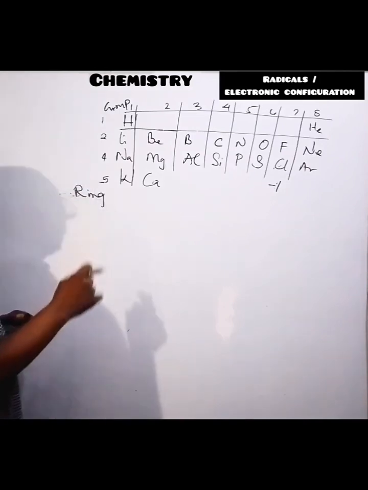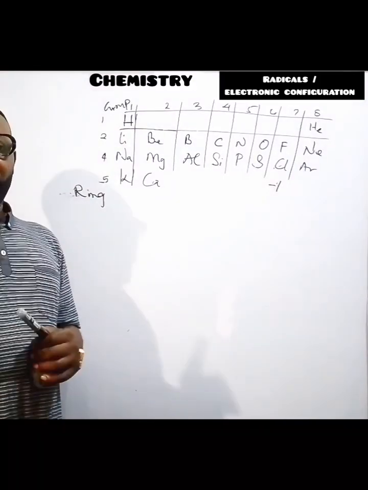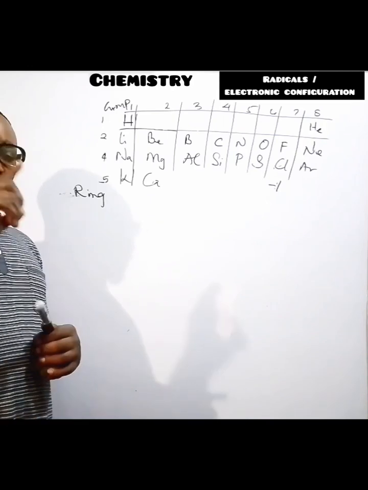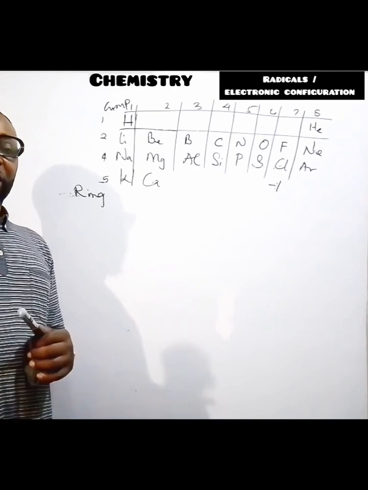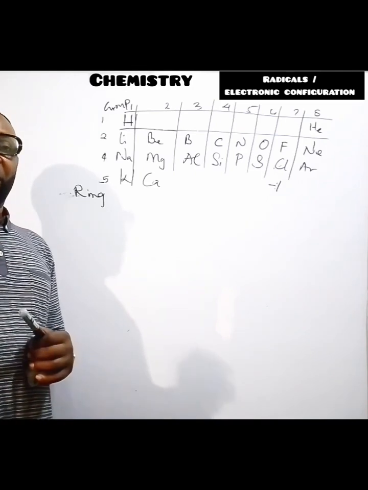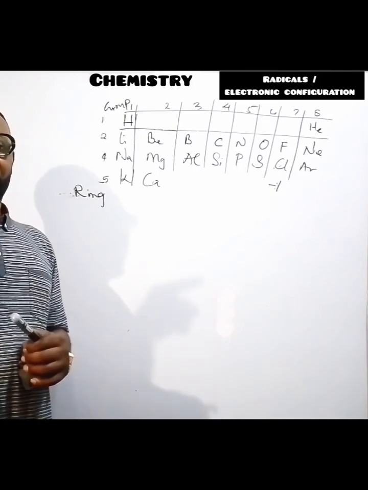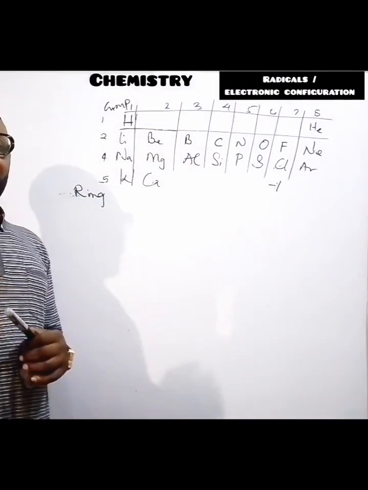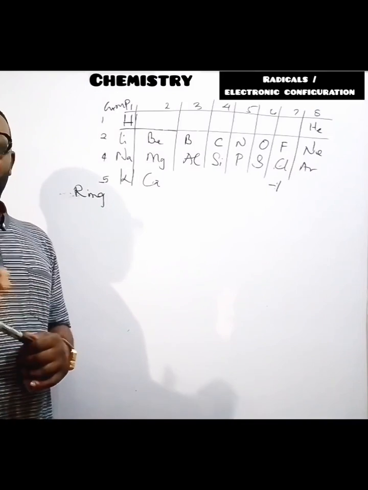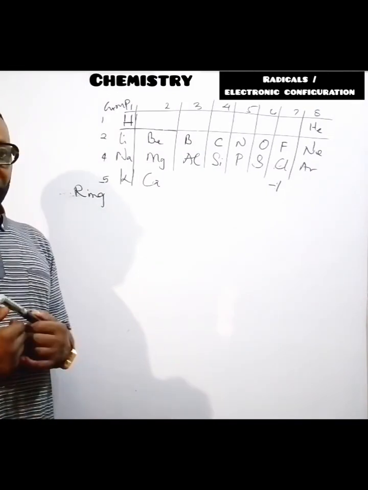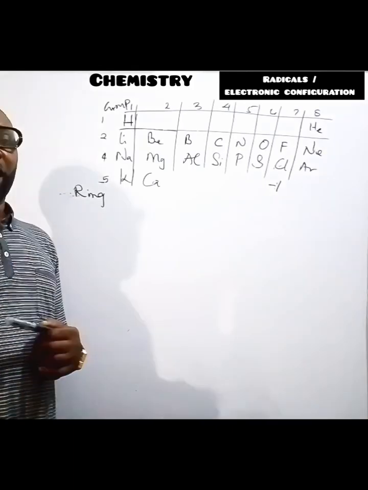The first thing you need to note about the electronic configuration of a ring is that the first ring, which is the innermost ring closest to the nucleus, can have a maximum of 2 electrons, while the other rings that follow can have a maximum of 8. If the number of electrons is not up to 8 yet, you continue filling that space until it gets to 8. By the time it is more than 8, you need to form another ring.